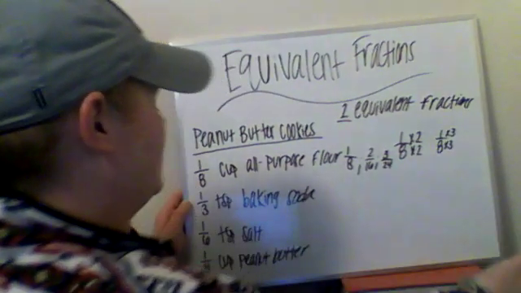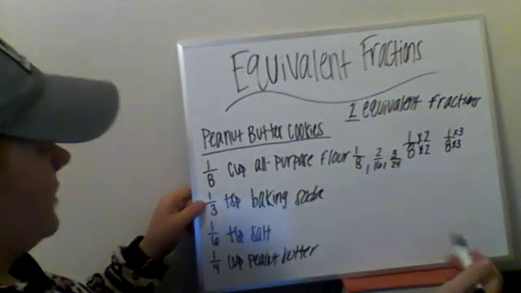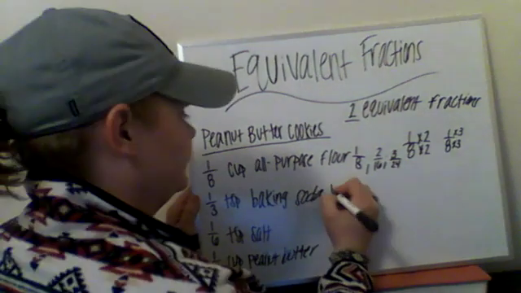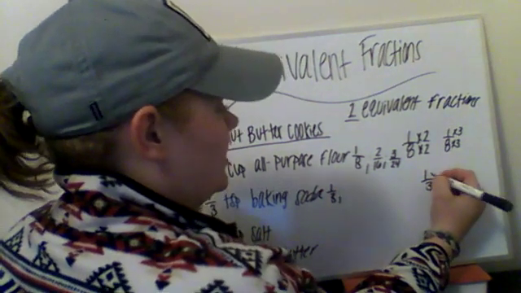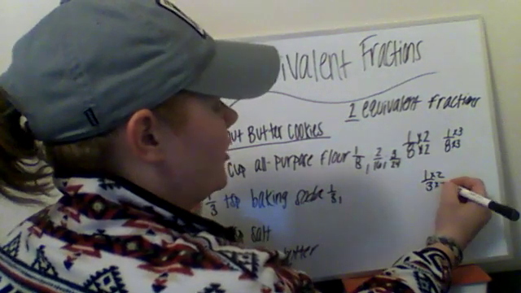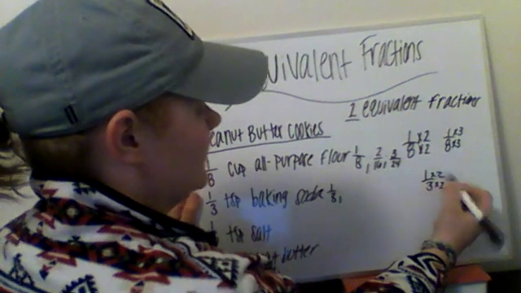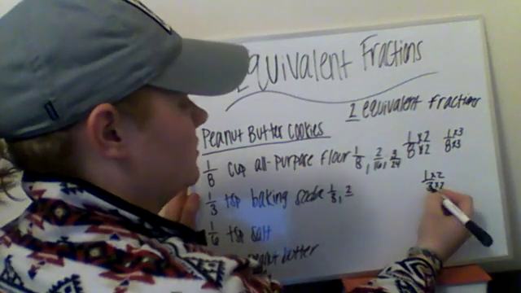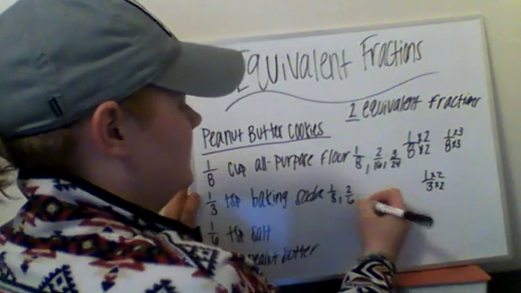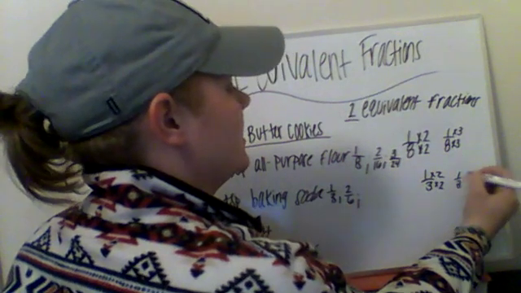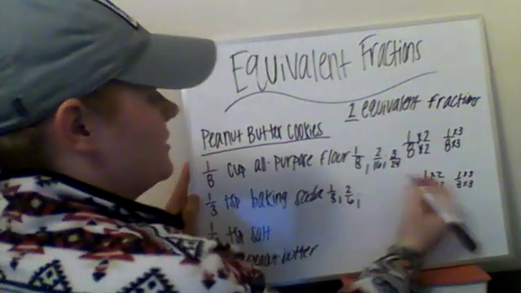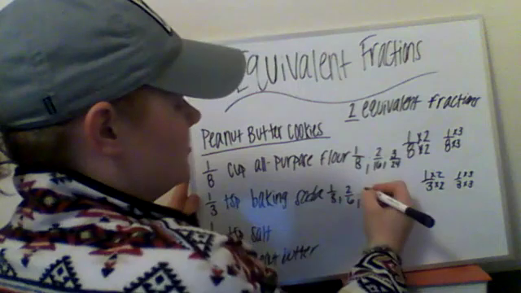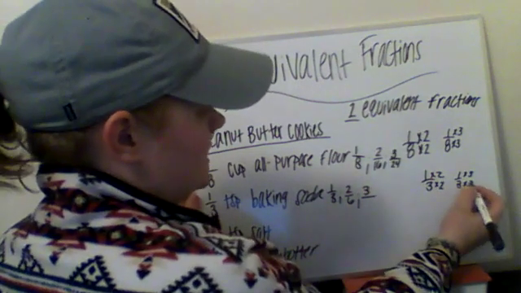Okay, let's move on to my next ingredient. 1/3 teaspoon of baking soda. Okay, so 1/3, and I start with multiplying my numerator and denominator by 2. 1 times 2 is 2. 3 times 2 is 6. Then 1/3, and I multiply it by 3 on my numerator and denominator. 1 times 3 is 3. 3 times 3 is 9.